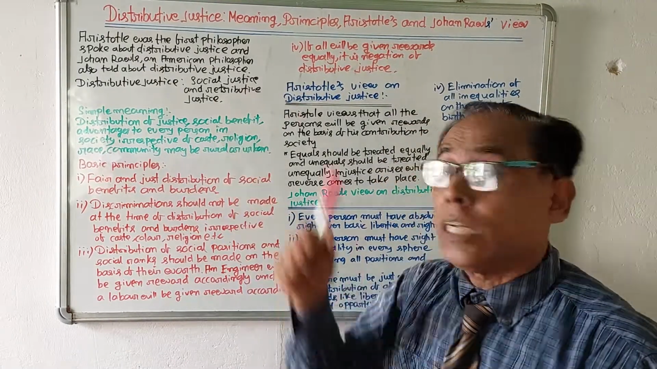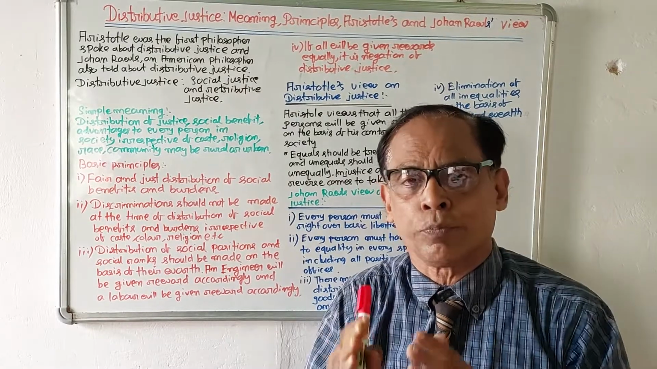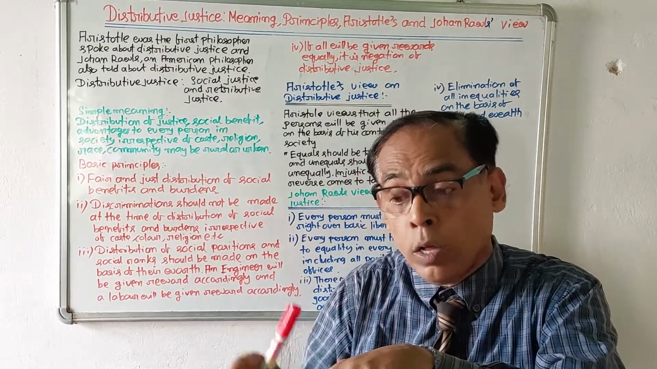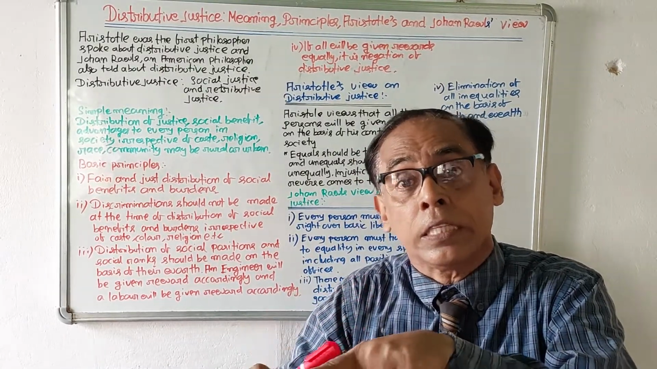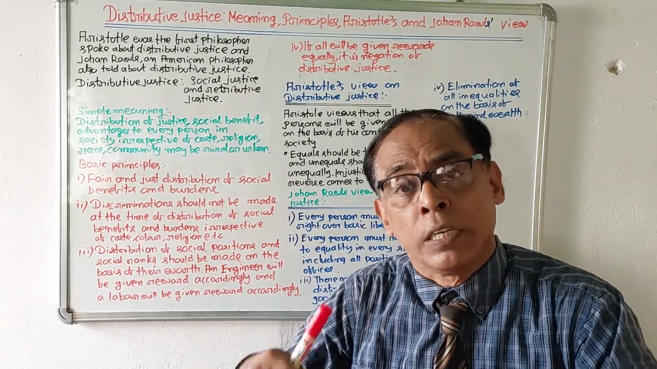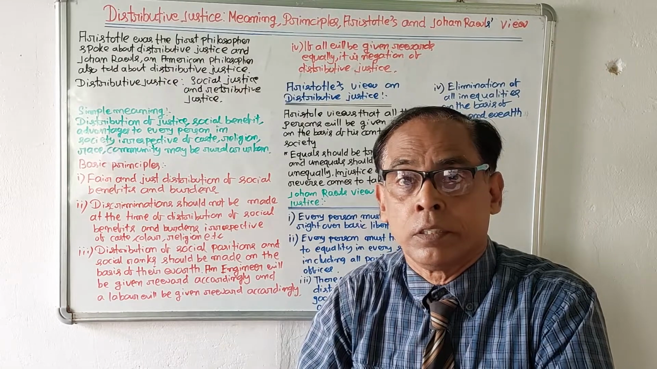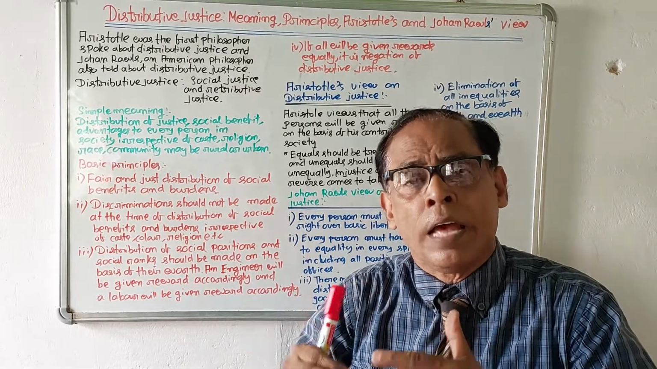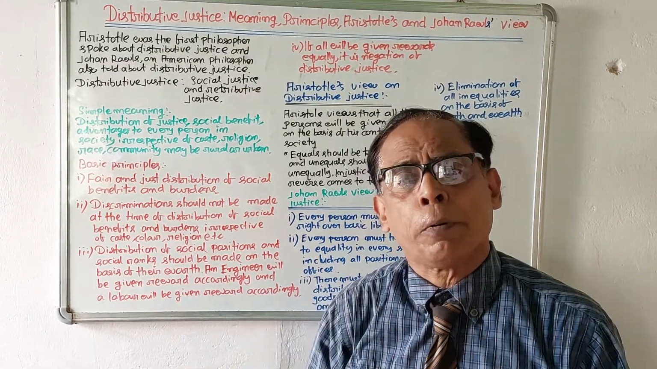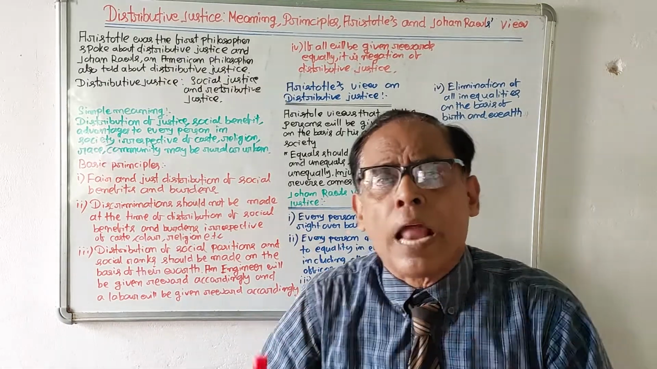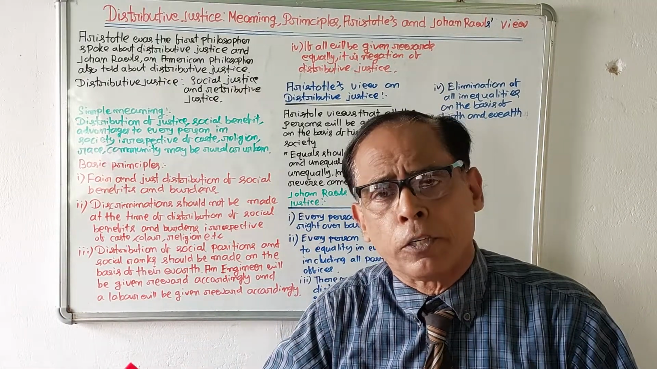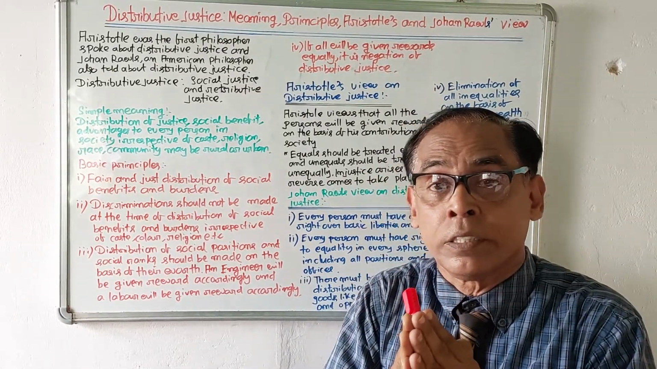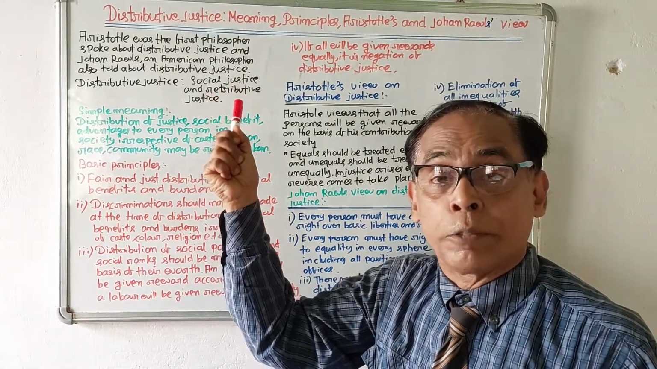But what is retributive justice? Retributive justice means punishments will be given to criminals on the basis of the seriousness of their offenses. If a criminal has committed a serious mistake, he will be given punishment accordingly. If a criminal has committed a minor mistake, he will be given punishment accordingly. But distributive justice is not what social justice and retributive justice are.